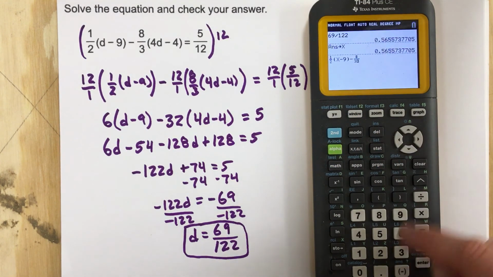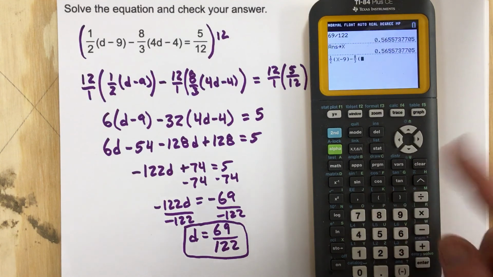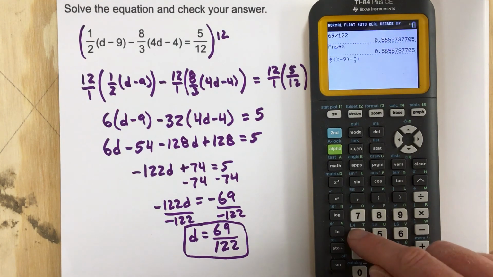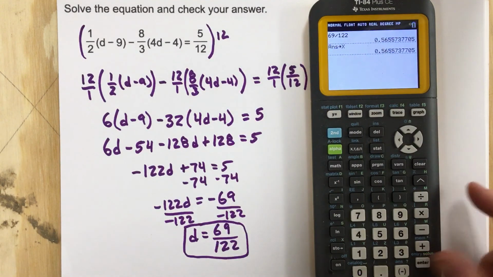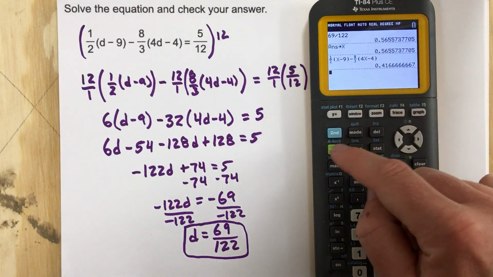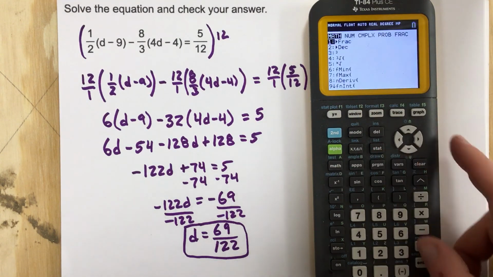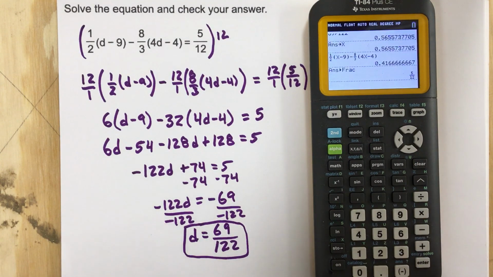8 over 3, and again, like I said, you can do this in Desmos. You're typing the exact same thing. So 4x minus 4. And then all I got to do is hit enter, and if I get 5/12, well, obviously it worked. I get this, I convert it to a fraction, so let's see, math, fraction, 5/12. So we have our solution. We did the problem correctly.